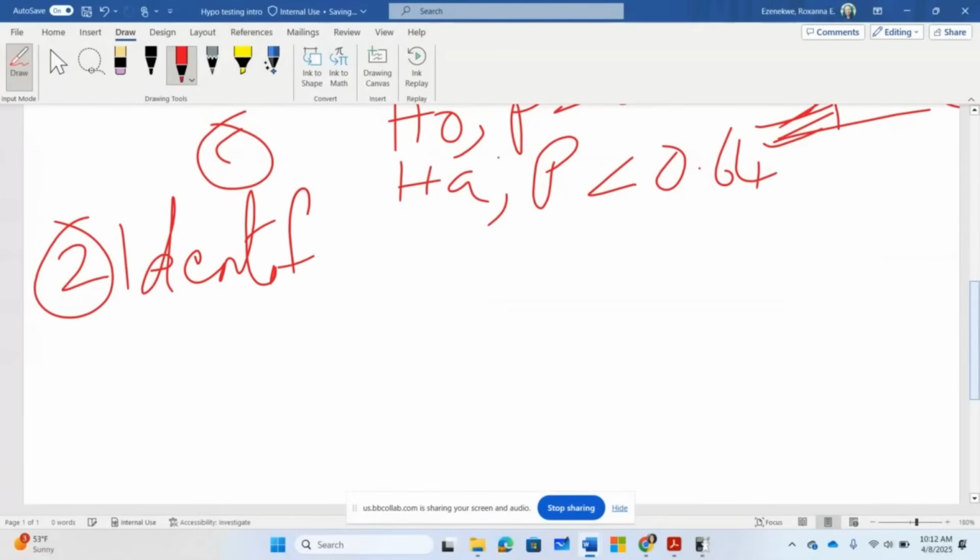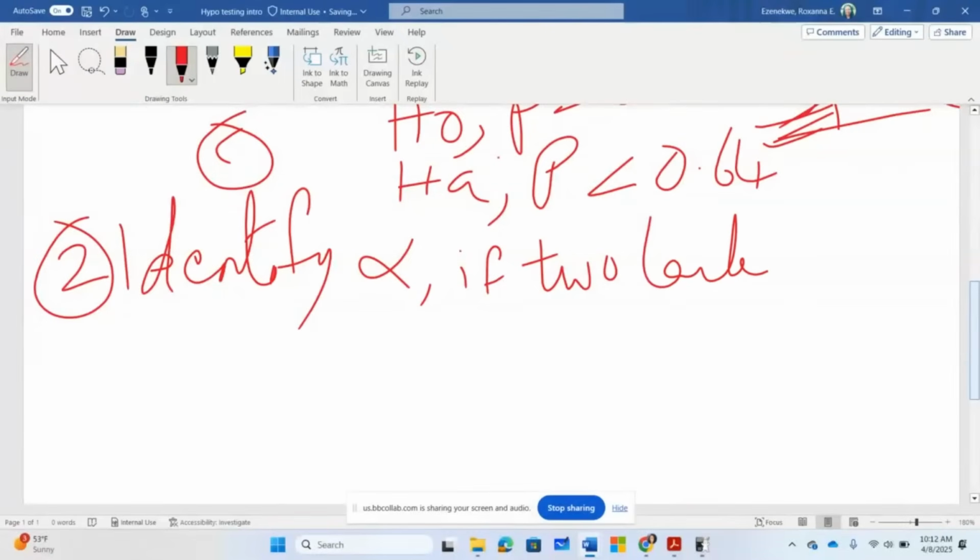Identify alpha. And what does alpha mean? Area in the tails. Whenever it is two-tailed, alpha has to be alpha over 2. Okay? If two-tailed, then you have alpha over 2.